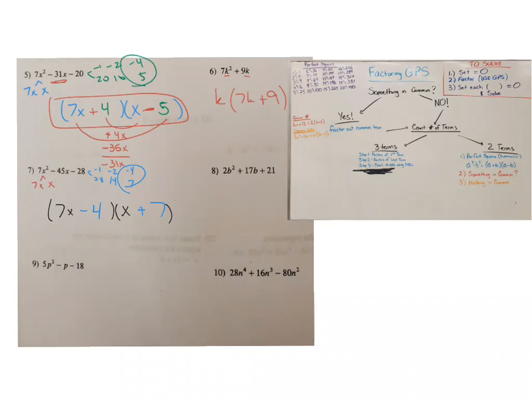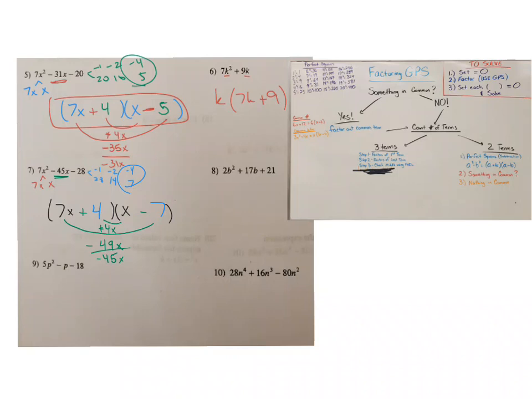I did the outside. 7 times 7 is 49, so the outside is 49x. The inside is minus 4x. Together I end up with 45x. That's what I want. Now the only problem is I have the wrong sign. So remember, if you have the right number but the wrong sign, just change both signs in parentheses. So this is going to become plus 4. This can become minus 7, which makes that positive minus minus, and that's what I want.